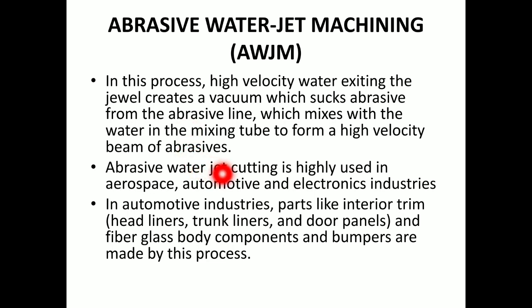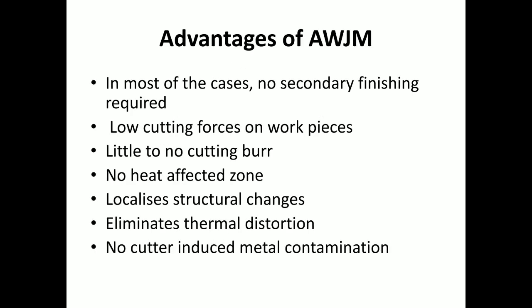Automotive industries, aerospace industries, and electronic industries. In automotive industries, parts like interior trim, headliners, trunk liners and door panels, fiberglass body components and bumpers are made by this process. So whatever machining is to be done in these materials is done with the help of abrasive water jet machining.